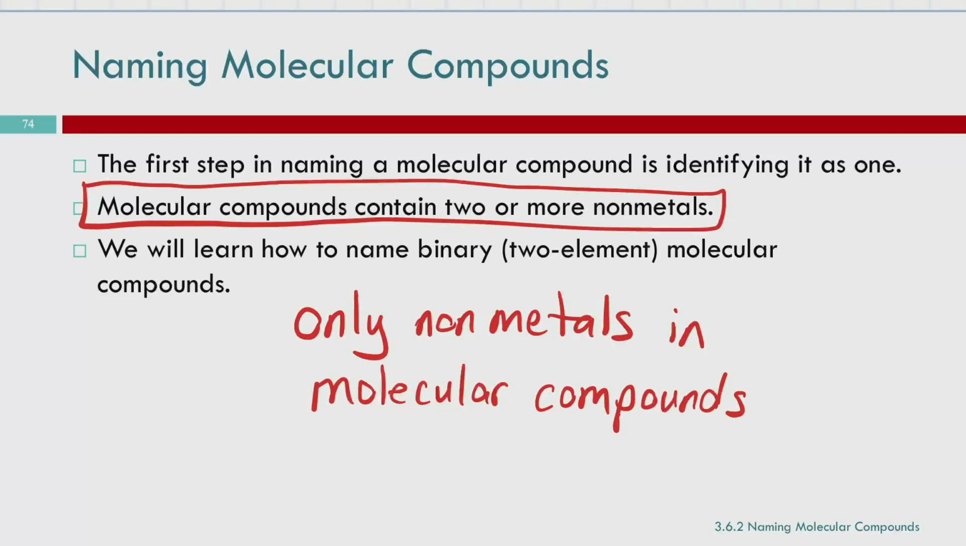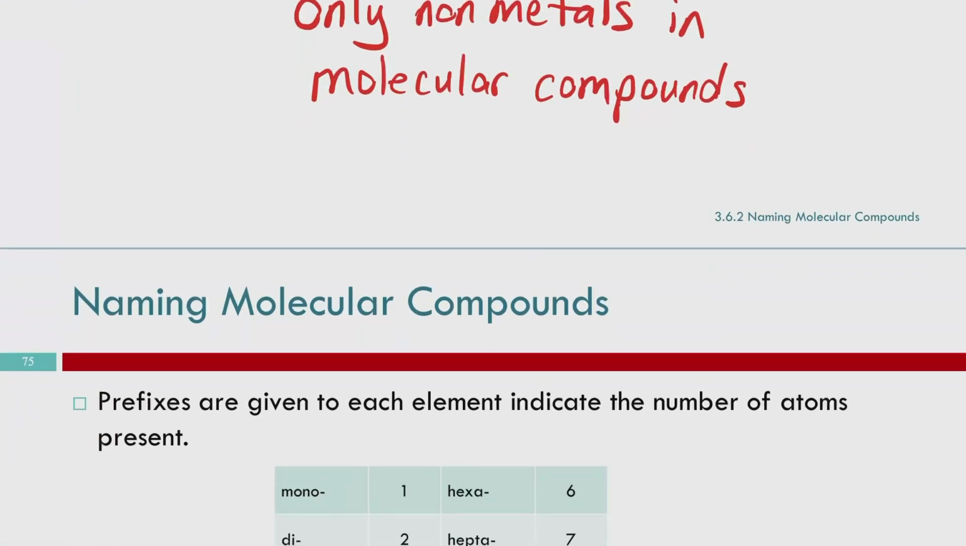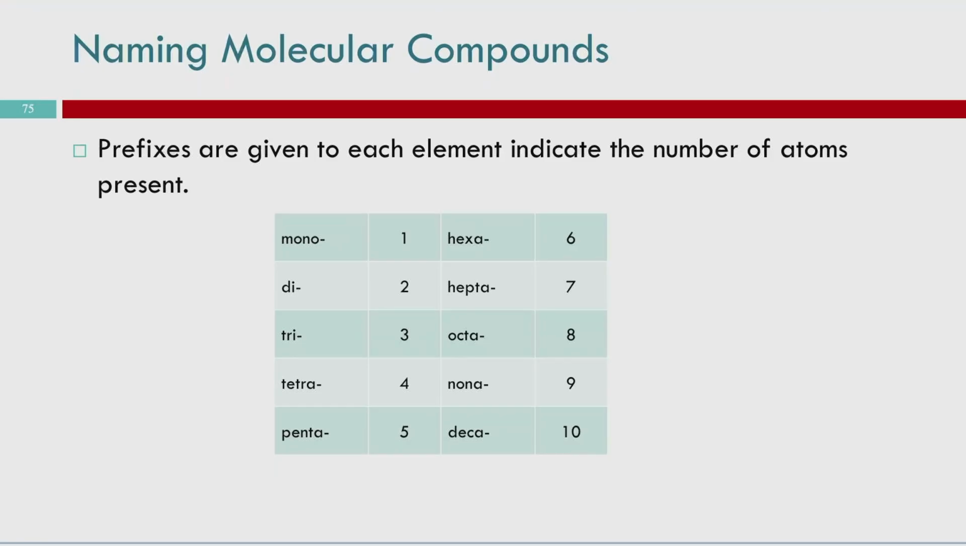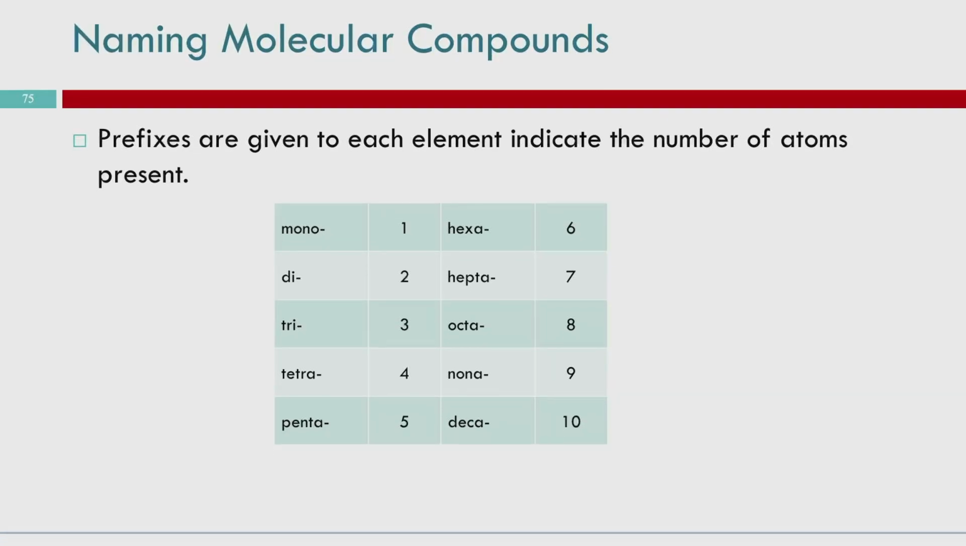Our naming convention, super straightforward. We have prefixes. These are the first 10 prefixes. They can get much higher. We're not going to go past 10 for the most part. So our prefixes, mono refers to 1, di for 2, tri for 3, tetra for 4, penta for 5. Most people are usually pretty good about those.